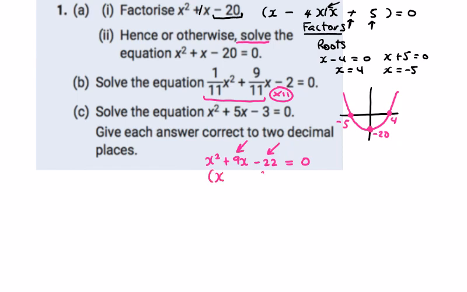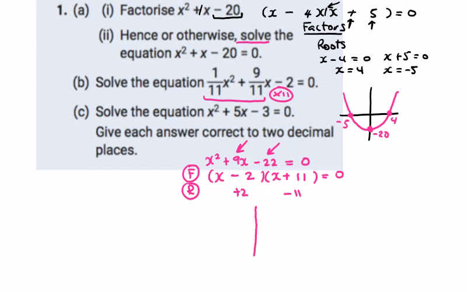So you need to be aware of what you're doing in these questions. x by x gives x squared. 9 and 2, will that work? We need plus 11 and 2, not 9 and 2, 11 and 2, you're all shouting 11 and 2. So we want plus 9x, so plus 11x minus 2x are my factors. My roots are plus 2 and minus 11, and my y-intercept is minus 22.